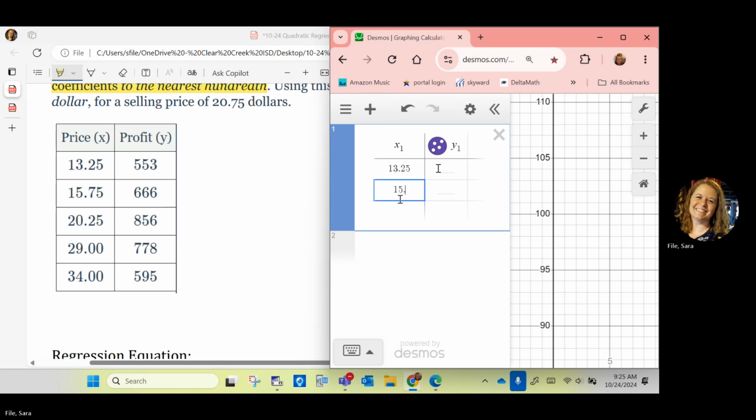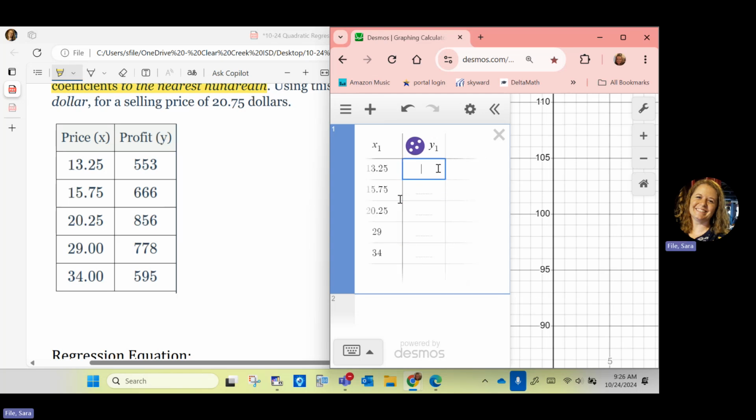13.25, 275, 25, 29, 34. And the profits are 553, 666, 856, 778, and 595.